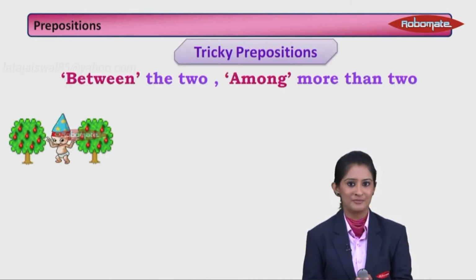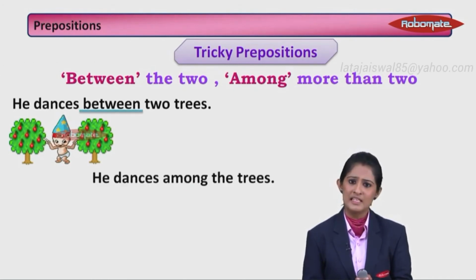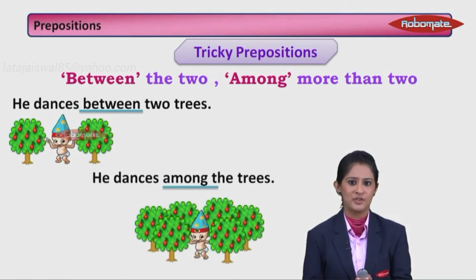Let's see the next one. Between means the two, and the word among means more than two. For example, he dances between two trees. So we have two trees and thus we use the word between. The next one. He dances among the trees. Here we have many trees, more than two trees. Thus we use the word among.